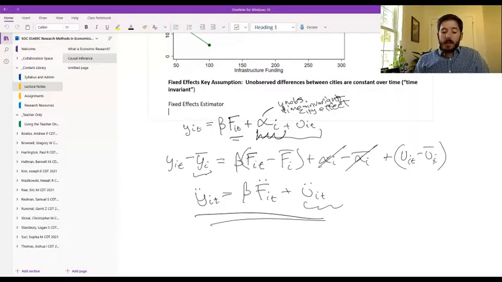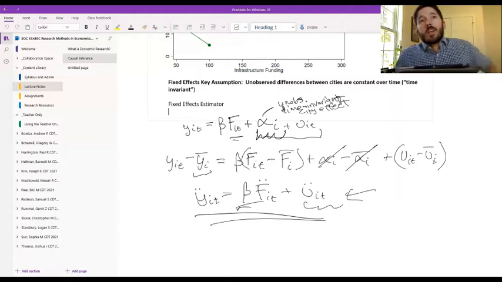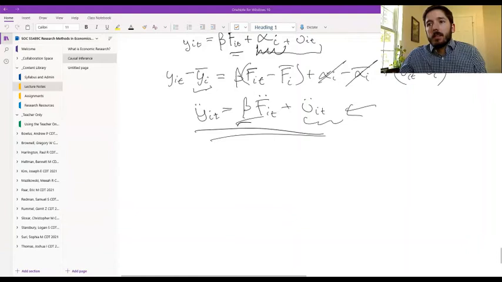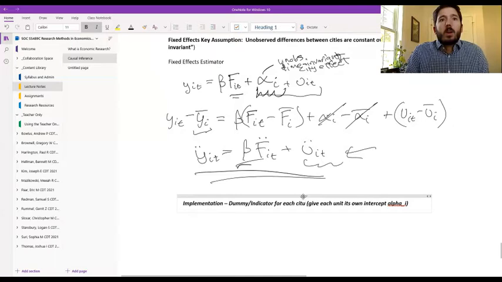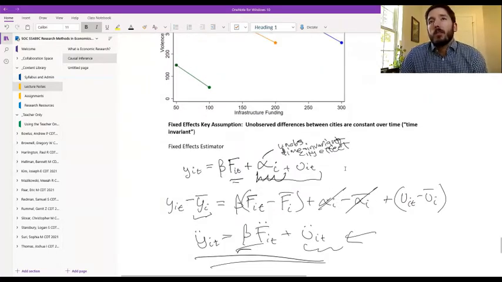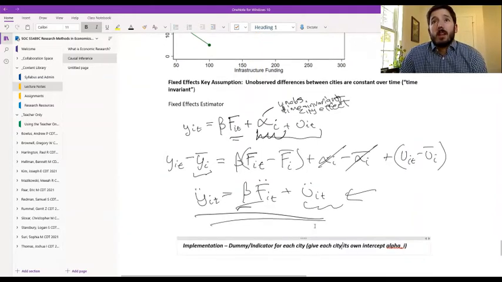And so we can then estimate this regression with these transformed variables just the way we would any other regression, and it's going to get us an estimate for beta that has accounted for those time invariant differences between cities. In practice, we would just put in a dummy for each group, or each city in this case. Another way of saying it is we're going to give each city its own intercept. Instead of having just one alpha, we're going to have an alpha for each city.